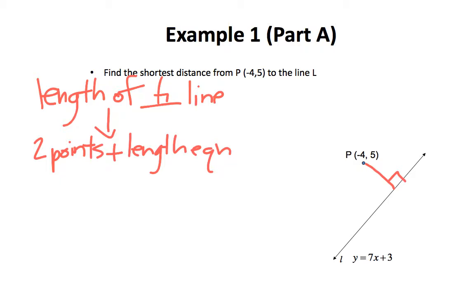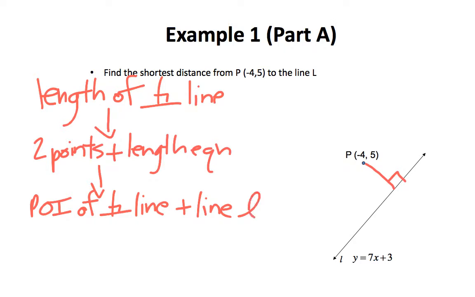As you can see, we only have 1 point. To find the second point, we need to find the point of intersection of the perpendicular line and line L. Again, you'll notice that we do not have the equation of the perpendicular line. And to find the equation of this perpendicular line, we need two things. We need its slope as well as a y-intercept.